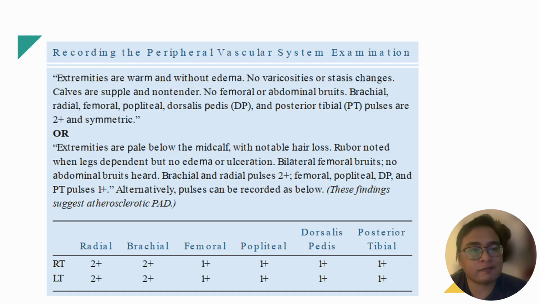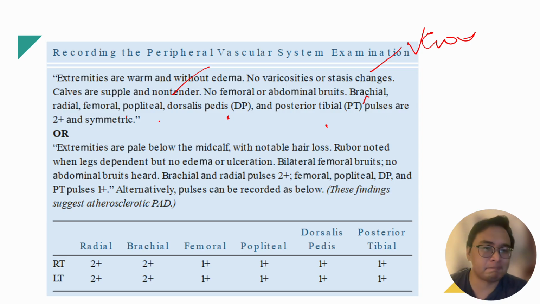So how do you record your findings? So you could write it like this. Extremities are warm and without edema. No varicosities or stasis changes, meaning you checked for any venous symptoms. The calves are supple and non-tender. No femoral or abdominal bruit. The brachial, radial, femoral, popliteal, dorsalis pedis, and posterior tibial pulses are 2+ and symmetric.